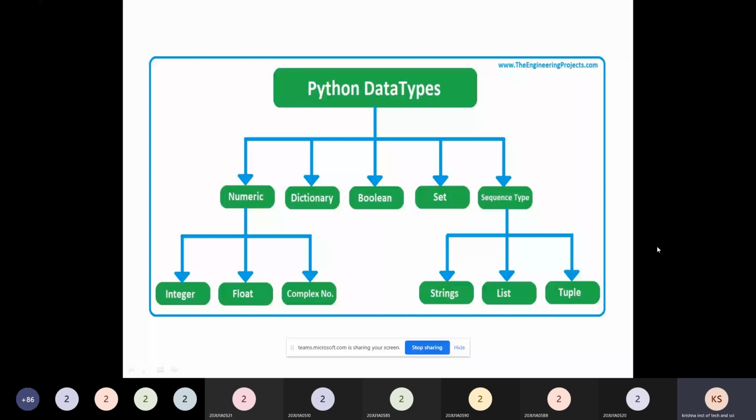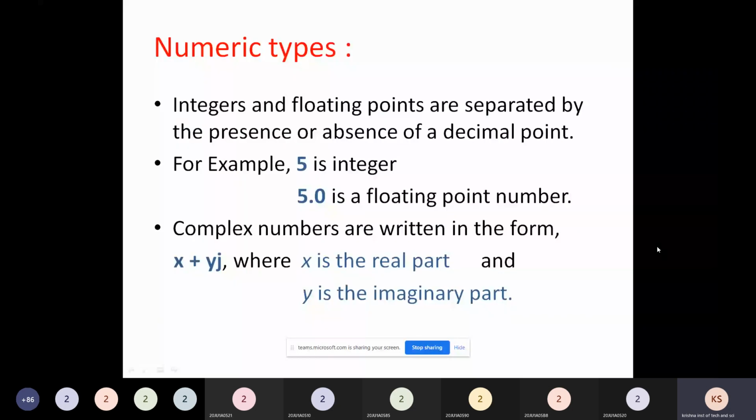Numeric types. You already know what is meant by integer, float, and complex. Complex can be written in the form x plus yj. Integers and floating points are separated by the presence or absence of a decimal point. How can you represent an integer number? An integer comes without a decimal point. For example, 5 is an integer, and 5.0 is a floating point number, which is presented with a decimal point.